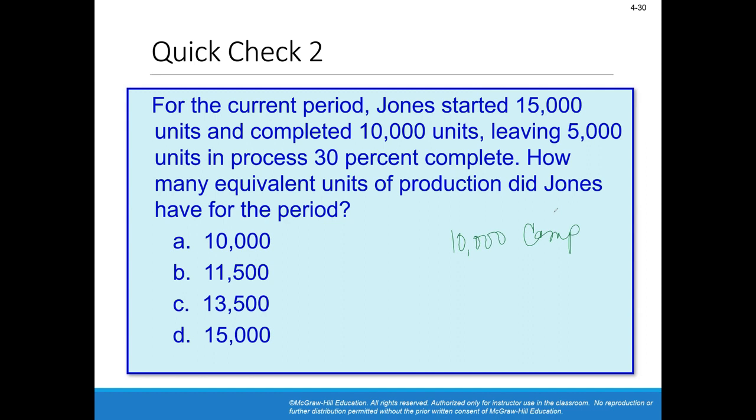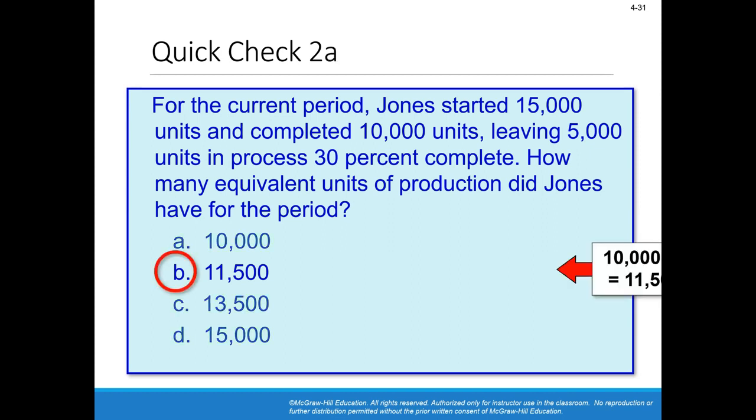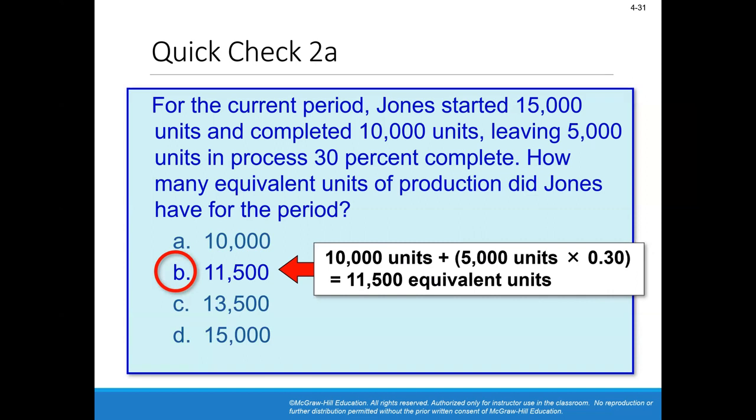So it wants to know how many. So we know we have 10,000 units that was completed and pulled out. Then we have to do the math to calculate out the 5,000 times the 30%. So we have the 10,000 and we have the 1,500. So all together is the 11,500. So that's how we get answer B. Okay, and there's the work. So it shows you the 10,000 units plus the 5,000 units times the 30%.